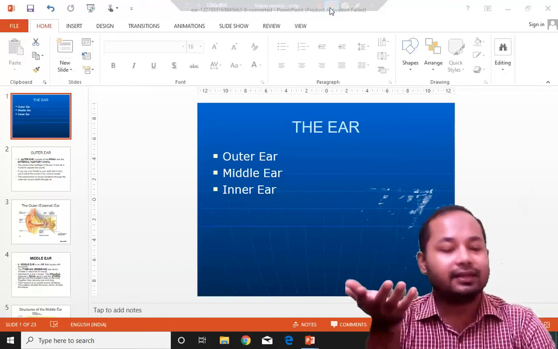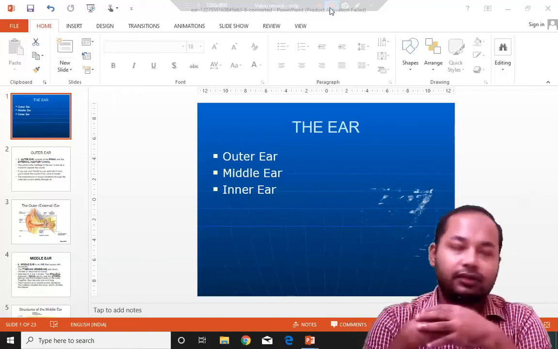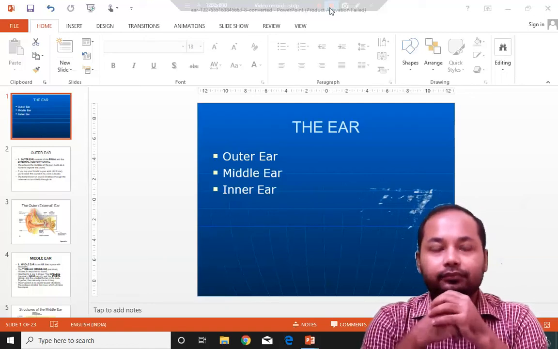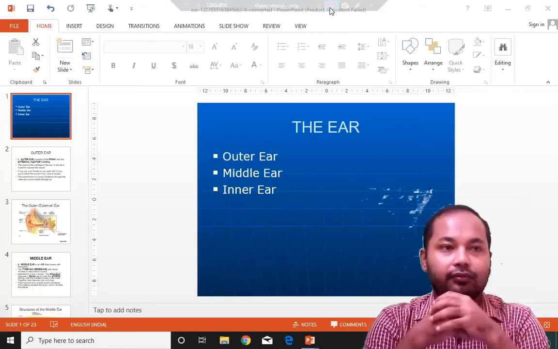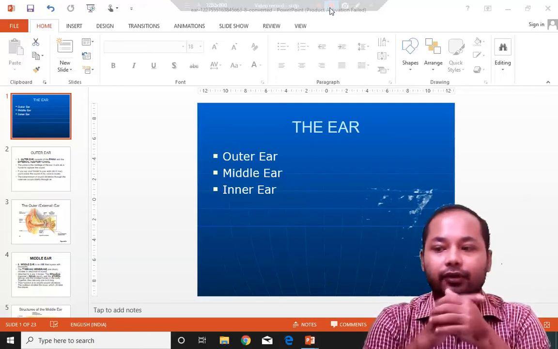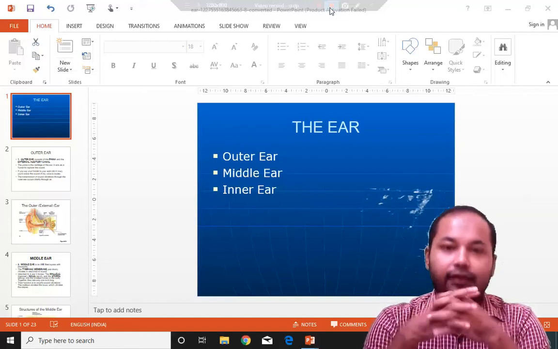And epiphora is actually the sign. Because of dacryocystitis, the water is not drained and it is flooding out of the eyelids. That condition is called epiphora. Okay. So I am happy to know that you have noted down all these things.